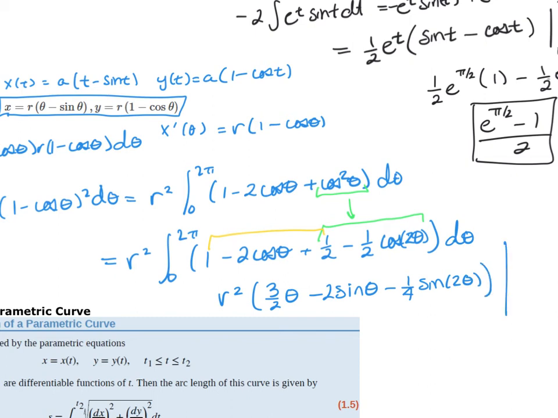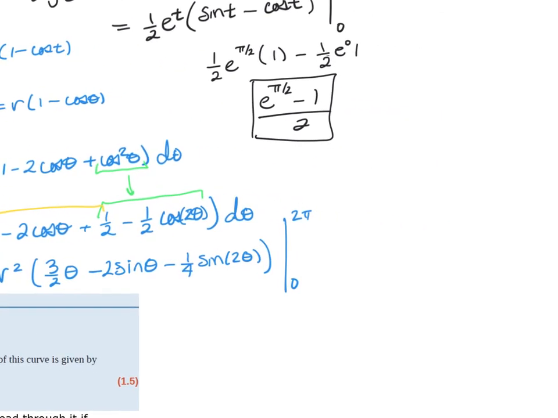I'm now going to evaluate this from 0 to 2 pi. And once I evaluate this from 0 to 2 pi, my final answer ends up becoming 3 pi r squared. So that is my final answer, and it is the area underneath one arch of the cycloid. And this is going to hold true for any cycloid, whatever your radius is. So we found it generically.